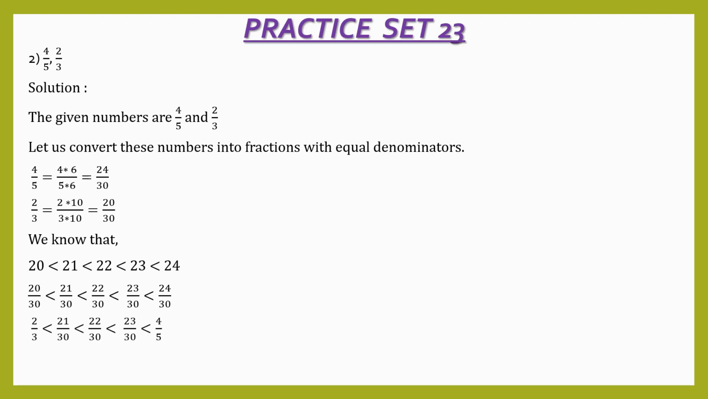So we have found the three rational numbers that lie between 20 upon 30 and 24 upon 30. But we know that 20 upon 30 is nothing but 2 upon 3 and 24 upon 30 is nothing but 4 upon 5. So we can say that 2 upon 3 is less than 21 upon 30, which is less than 22 upon 30, that is less than 23 upon 30, which is less than 4 upon 5. So hence, three rational numbers between 2 upon 3 and 4 upon 5 are 21 upon 30, 22 upon 30, and 23 upon 30.